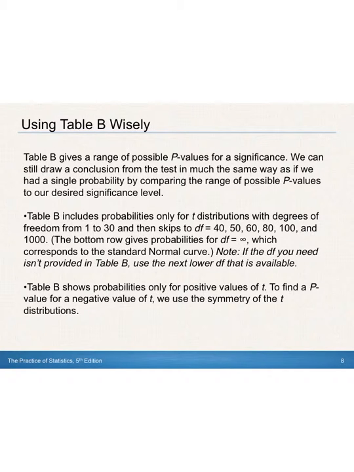So table B gives you a range of possible p-values for a significance. You can still use that information to decide if it's under your alpha level, and you can still draw a conclusion from it.